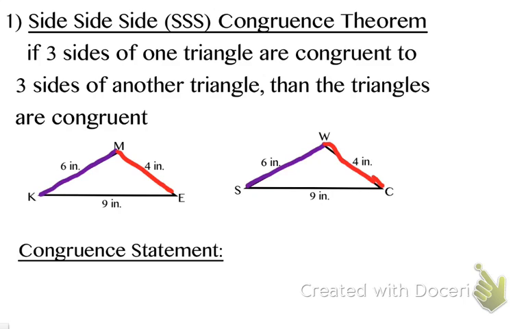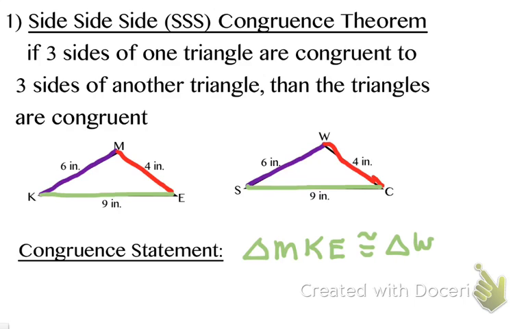All right, and let's take a look at our last side. On the first triangle, that side is the bottom that I haven't looked at. KE is 9 inches, and its corresponding side on the other triangle, side SC, is also 9 inches. So I know that these triangles have three pairs of congruent sides. So I'm going to write a congruence statement about the triangles. I'm going to say that triangle MKE is congruent to triangle WSC. And I'm going to state how I know, and I know by using the side, side, side rule.